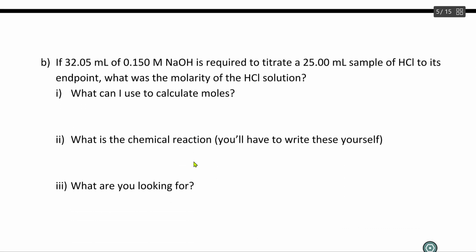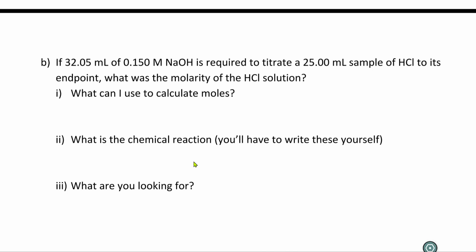We'll just follow this same format. It says, if 32 milliliters of 0.15 molar NaOH is required to titrate a 25 mL sample of HCl to its endpoint, what that means is this volume gives you the exact number of moles as this volume and molarity. So these two are related to each other by the chemical reaction. What was the molarity of the HCl solution? So what can you use out of this to calculate molarity?